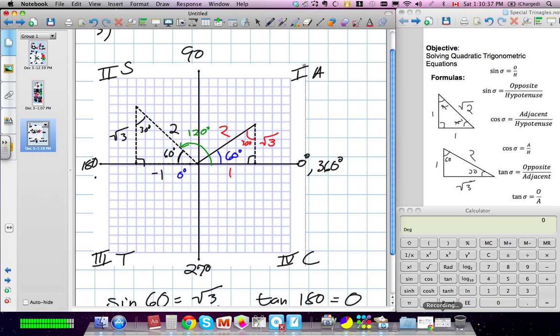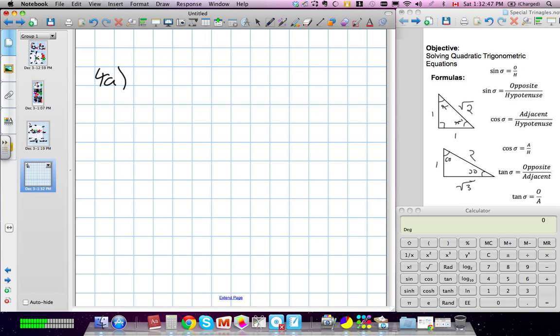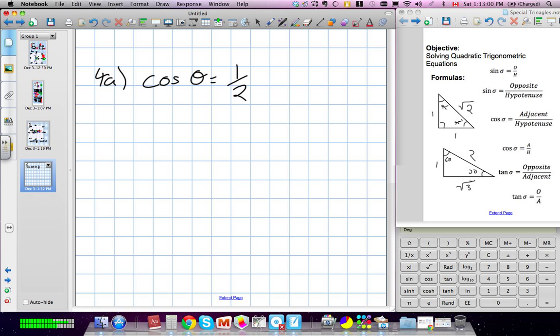Question 4a tells us cos theta is equal to 1/2. Essentially, what I'm looking for is I've got to go into my two special triangles here. Do either of the triangles deal with the numbers 1 and 2?